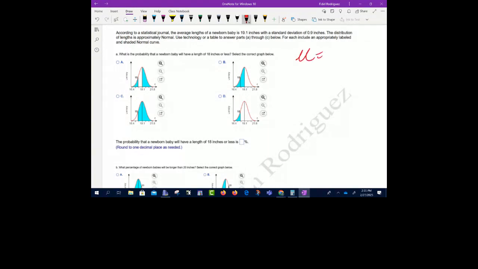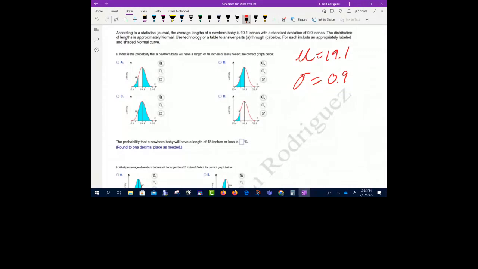Remember, y'all, my average is 19.1 with a standard deviation of 0.9. Okay, you've seen newborn babies. Oh my God, how cute are they, right? They're tiny, all waddled up. So we're talking about the length of a baby.